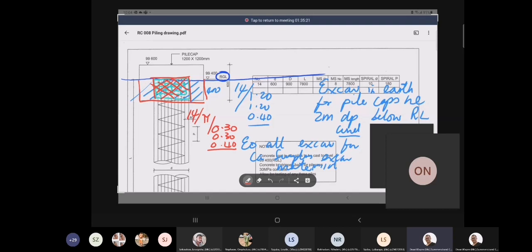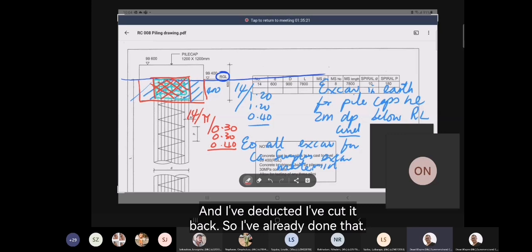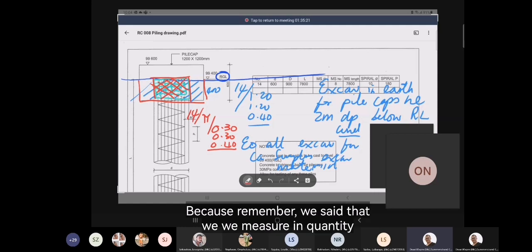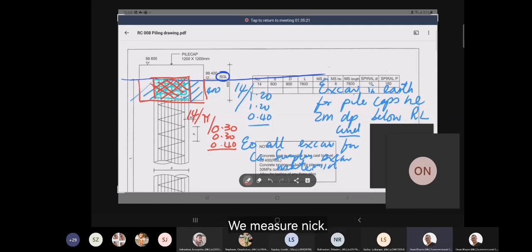Okay? That is, as I said, for the pile. Because that pile, I've already drilled that hole down there. I already cast the concrete in there. And I've cut it back. So I've already done that. I will not be over measuring that by measuring that excavation already. Because remember we said that when we measure in quantity surveying, we measure net.